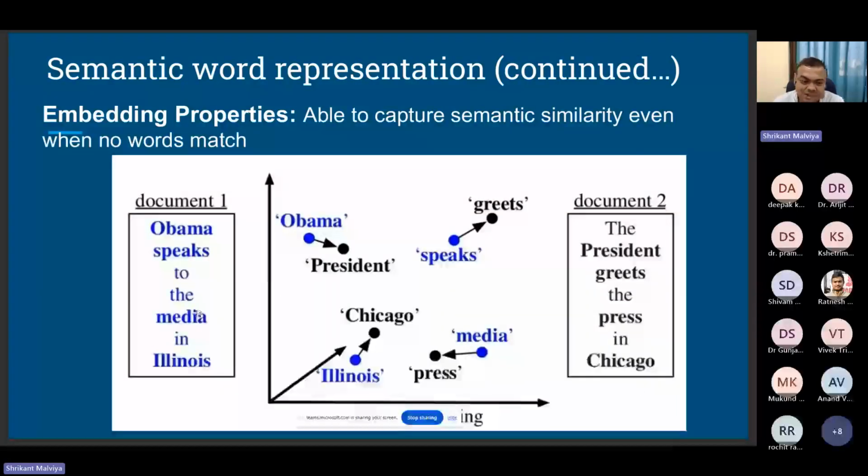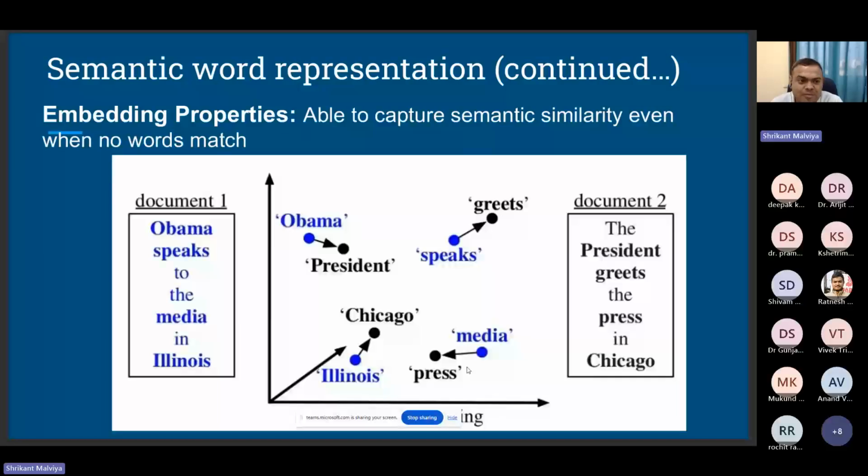So there is similarity word by word. Obama was a president, so both words will be closer. Speaks and greets are closer; they both are a way of speaking. And Chicago and Illinois, they both are in the USA, so in one way they're similar to each other. Press and media also represent the same close information.